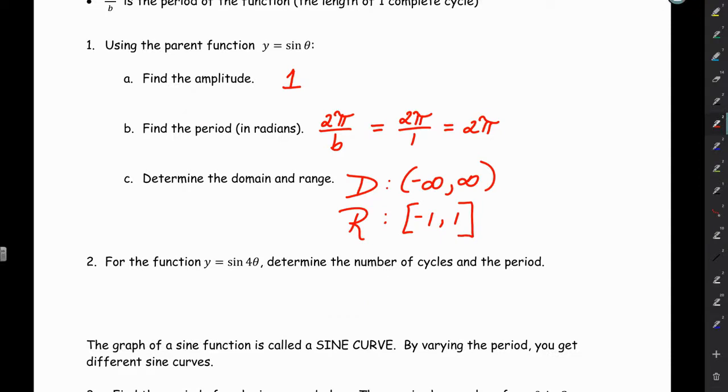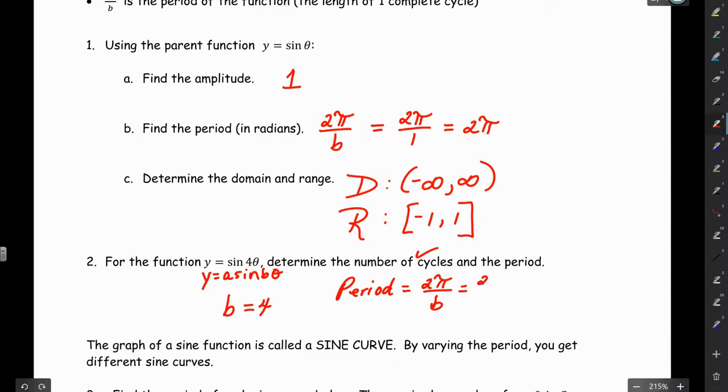Number 2 says, for the function y equals sine 4 theta, determine the number of cycles in the period. All right, well, the number of cycles is going to be b, and this curve is in the form y equals a sine b theta. So we can see that b is 4, so the number of cycles, the value of b, is equal to 4. And then to find the period, we're going to do 2 pi over b. So we have 2 pi over 4, or we could just simplify that by writing pi over 2.